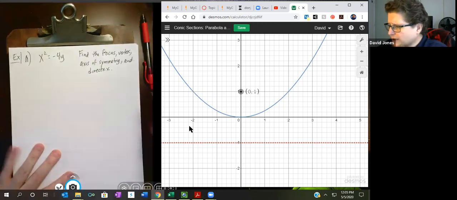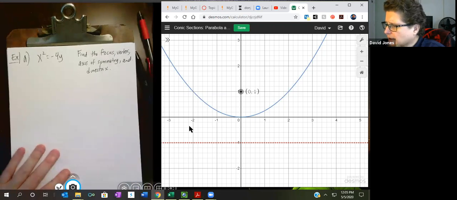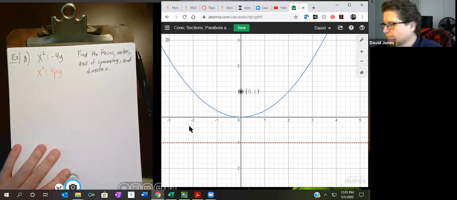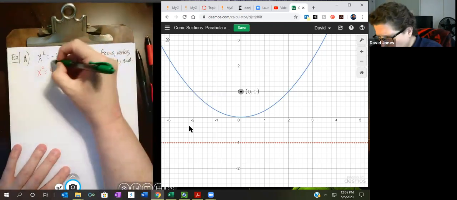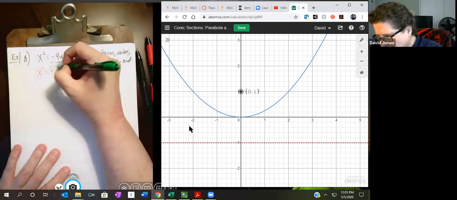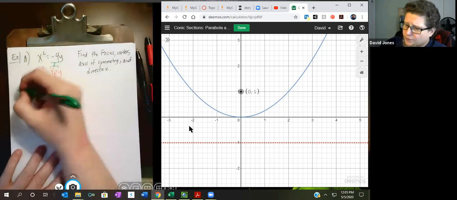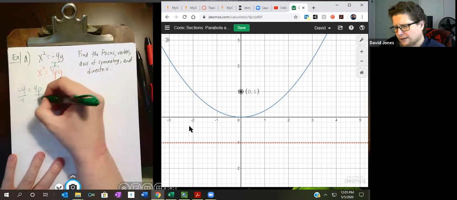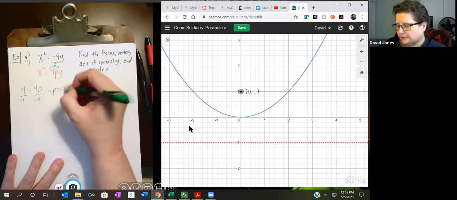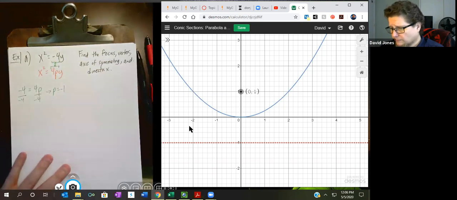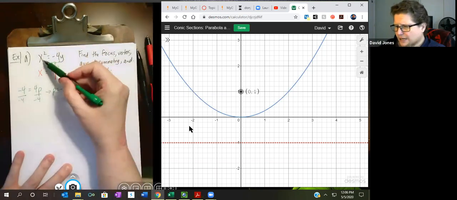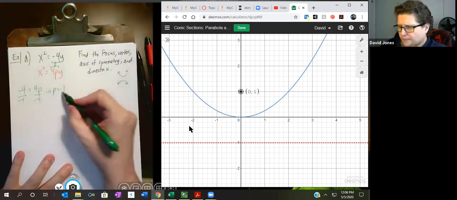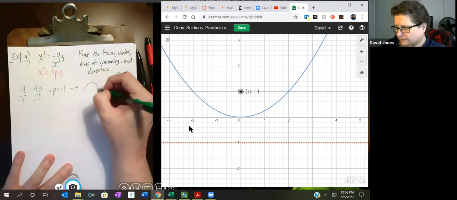So we've got x squared equals negative 4y. This is the same thing as x squared equals 4py. This is the best approach of doing it. And now that has to match that. So negative 4 has to equal 4p. We divide by negative 4, and we get p equals negative 1. This was an x squared one. X squareds normally open up or down. P equals negative 1. It tells me it's opening down.